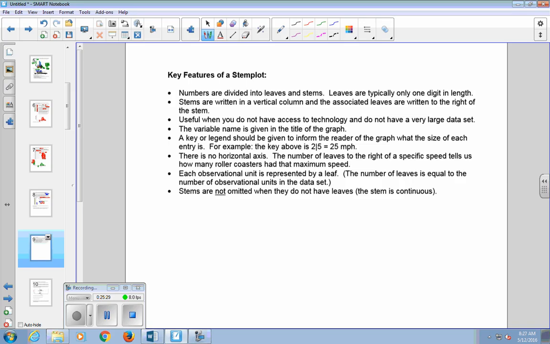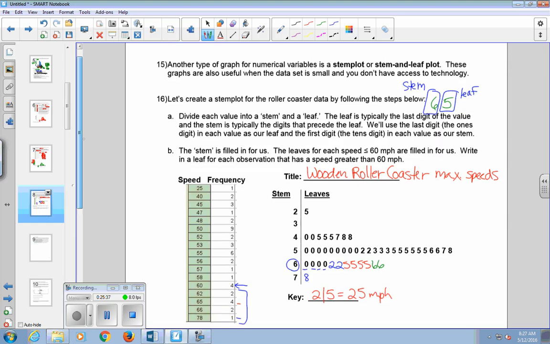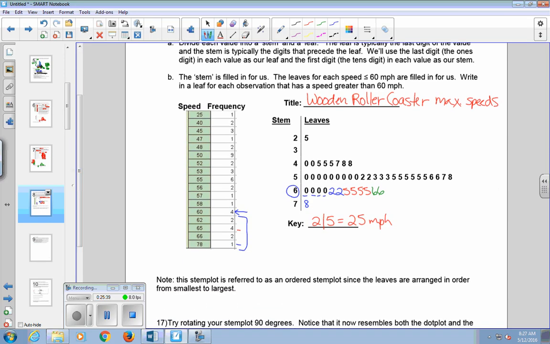And stems are not omitted when they don't have leaves. The stem should be continuous. So I'm going to flip back just for a moment to our stem plot. Good example of that is right here at 3. Even though there were no speeds between 30 and 40 miles per hour, we still include that in our stem because it needs to be continuous.